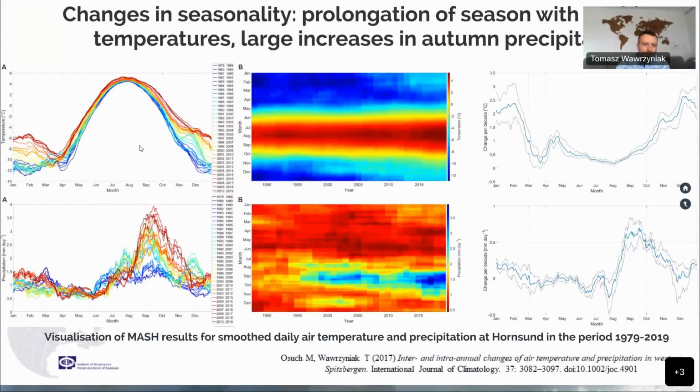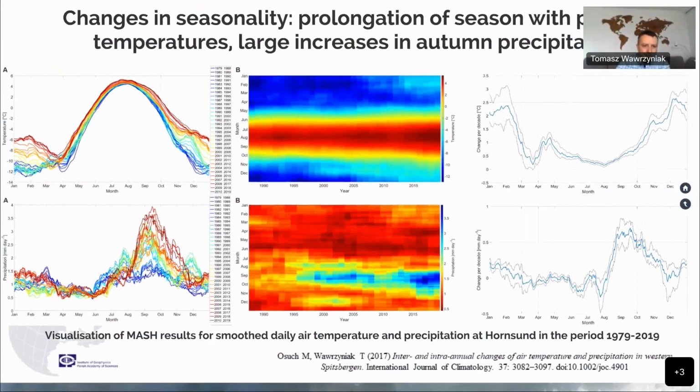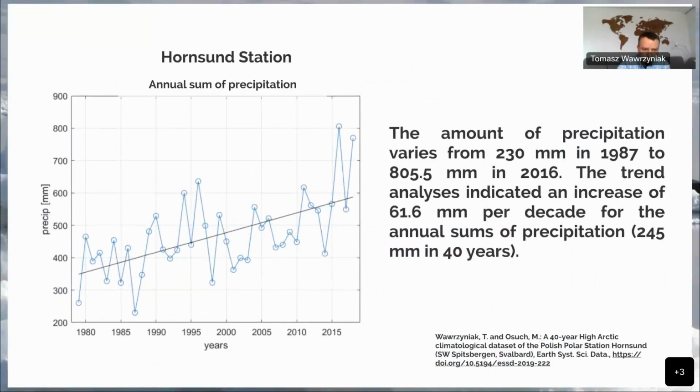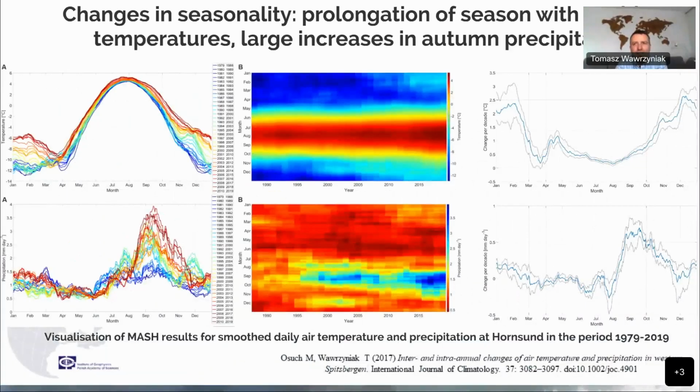What we see is that if we average the data, there are higher temperatures during autumn, winter, and during spring, and slightly higher temperatures during summer. In case of precipitation, we observe much more rainfall during autumn or fall.